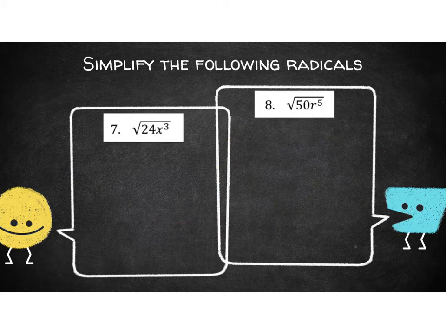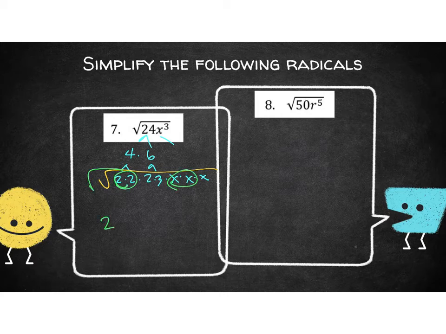Let's take a look at number 7. Now we're going to put some numbers together along with the variables. So we just do the same thing that we did yesterday and combine it with what we're doing today. So break down that 24. That's the same thing as 4 times 6. 4 is 2 and 2. 6 is 2 and 3. And then the x to the third is x, x, x. So I've got that all together. And then my pairs are 2 and x's. So I've got a 2 out front and an x out front. Underneath, I have 2 times 3, which is 6, with an x left over. So 2x root 6x. That's what that whole thing breaks down into.